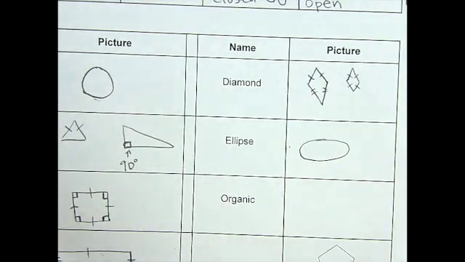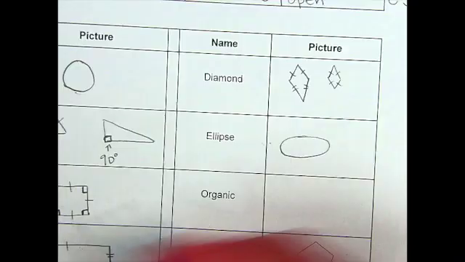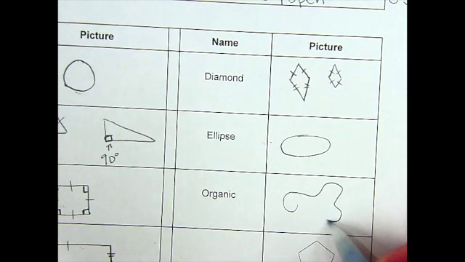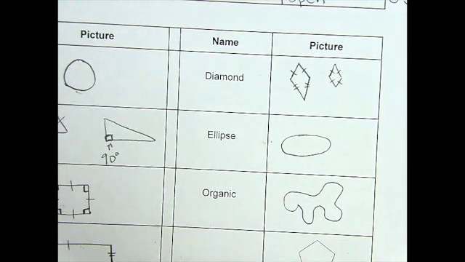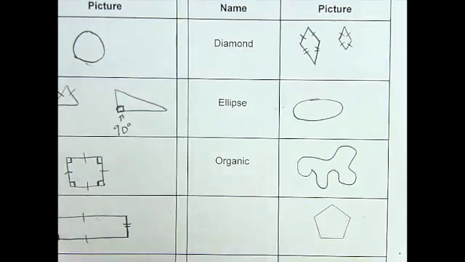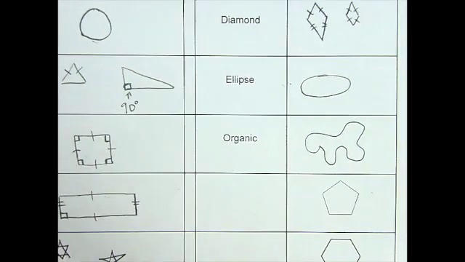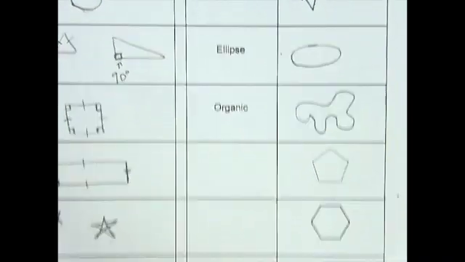Okay, here I have organic. This is going to be one that doesn't have any rules. It's not like these other ones that are geometric. This is organic. So you can just draw any kind of blob in there that you want. I mean, I always kind of look at it and see what it looks like. Kind of looks like a dog. I don't know.